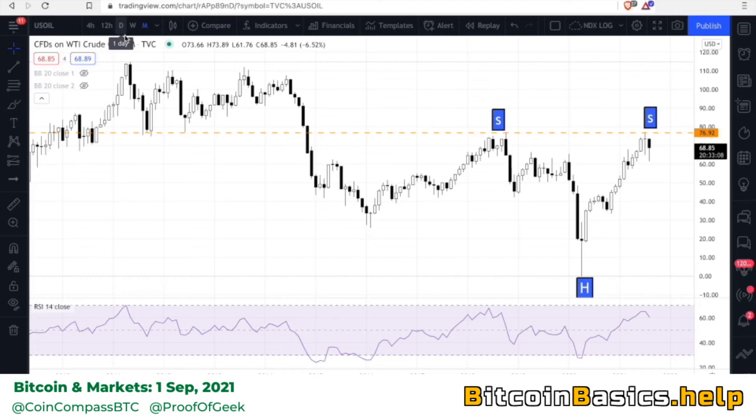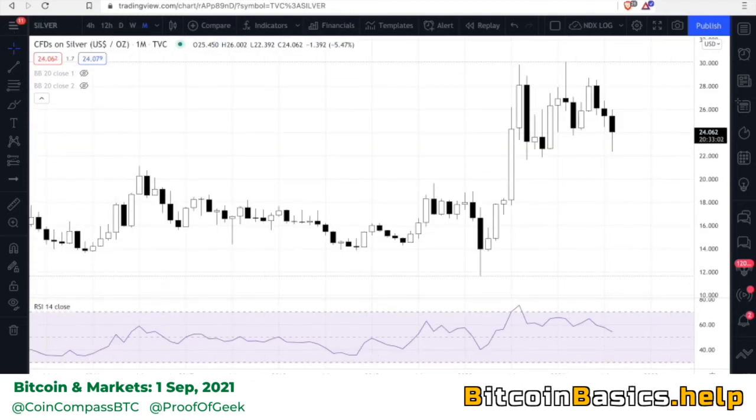So, we'll see how we go. If we close above $77, I think 100 is the next one. It's looking at silver. Silver, I had more faith in than gold. I thought silver was going to do a lot better than gold because it is a metal that is used a lot more in manufacturing.